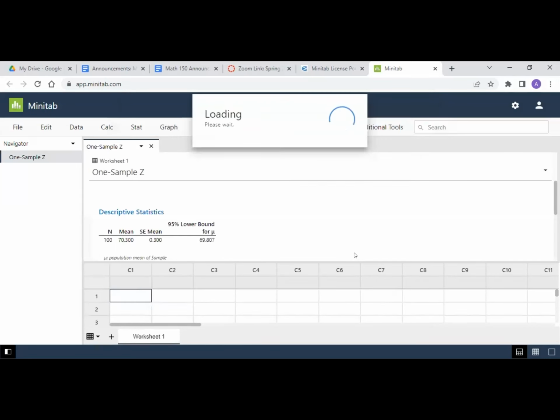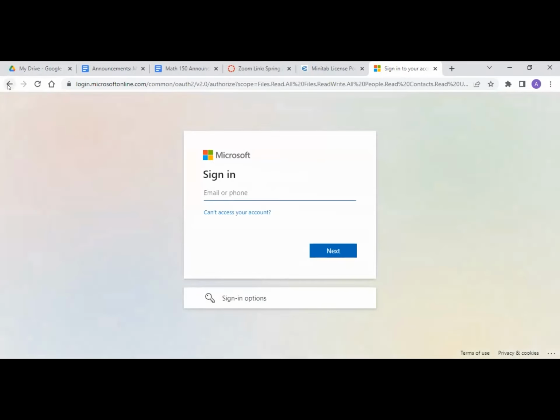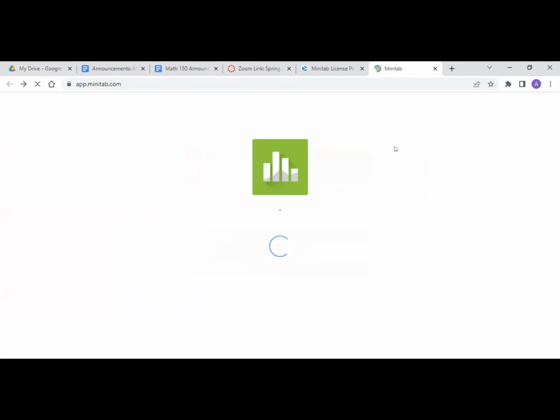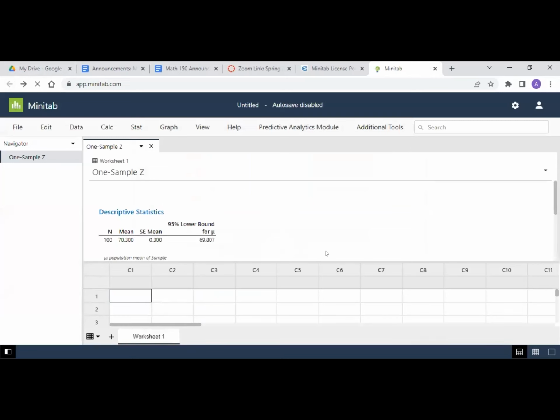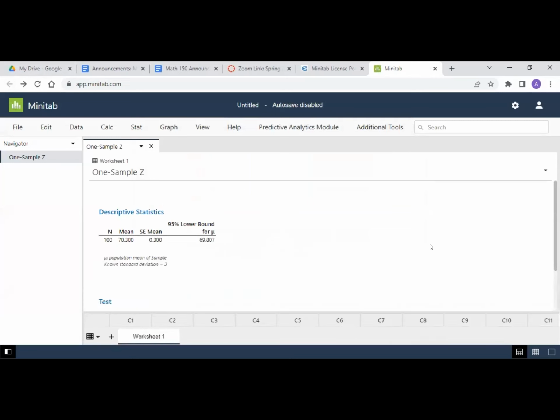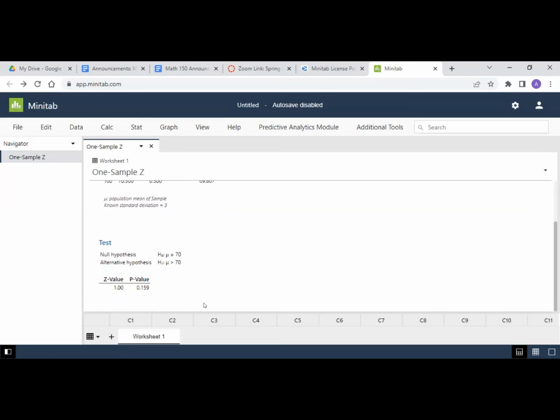Click OK. And what we get here is, oh no. Oh, it actually saved it for us. Good. Okay. We get a lot of information. We get some statistics based on the information that we gave. And if you scroll down, we have the important stuff. Under test, we have the null and alternate hypothesis.